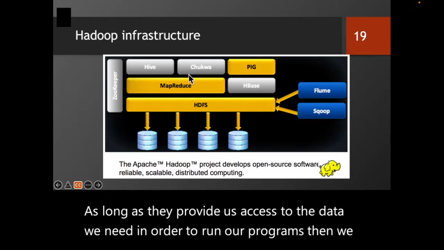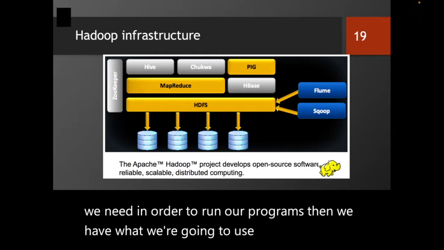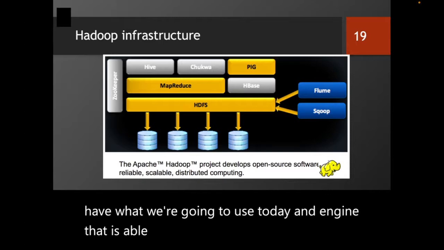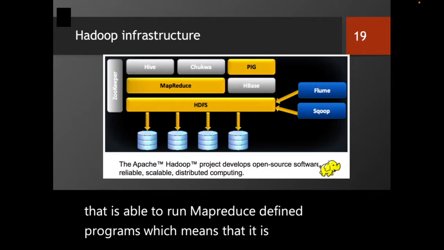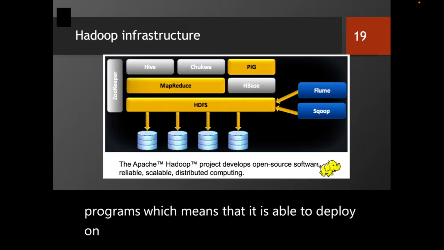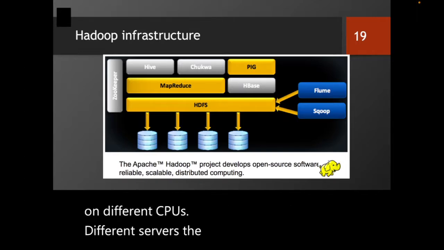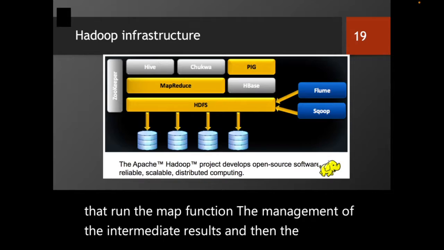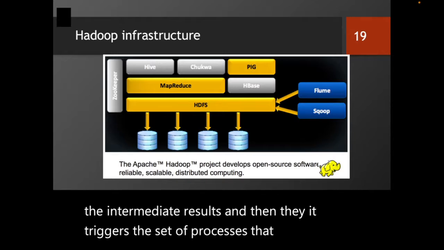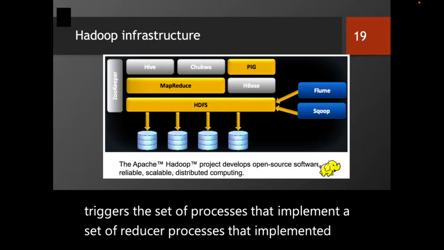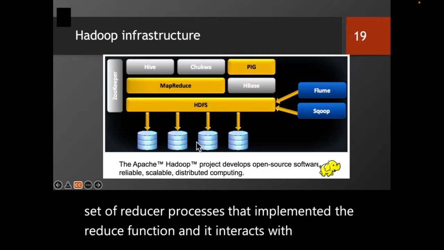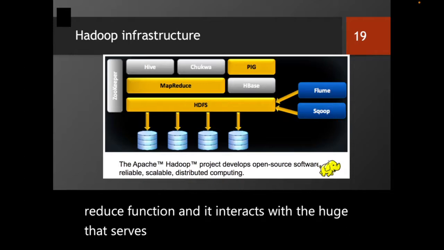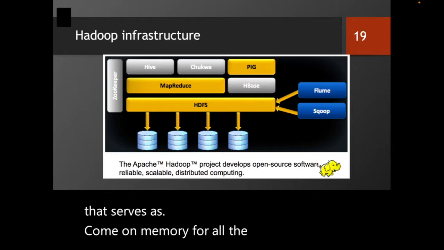Then we have what we're going to use today, an engine that is able to run MapReduce defined programs, which means that it is able to deploy on different CPUs, on different servers, the execution of the mappers that run the map function, the management of the intermediate results, and then it triggers a set of reducer processes that implement the reduce function, and it interacts with the HDFS that serves as common memory for all the processes that run a program.